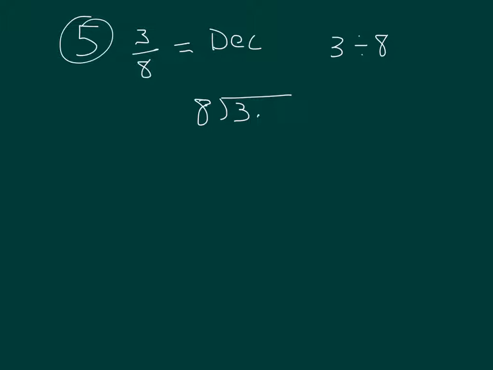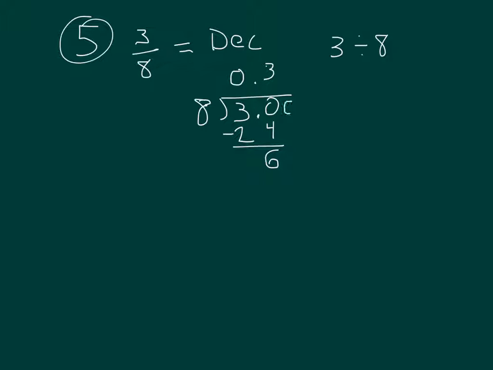All right, now 8 does not go into 3, so we put a 0 there. Hopefully that one doesn't look like a D. All right, bring the decimal up. Put a 0 in here. 8 goes into 30. I'd say 3 times. 3 times 8 is 24. I subtract that and get a remainder of 6.